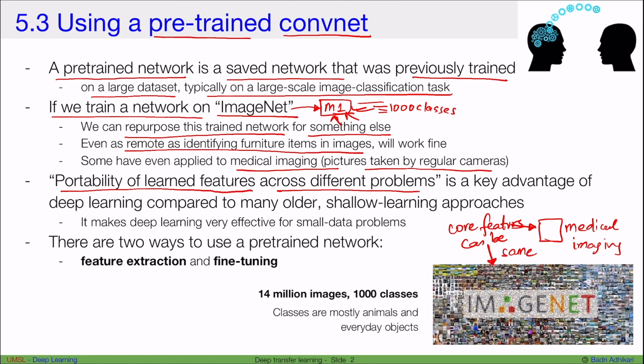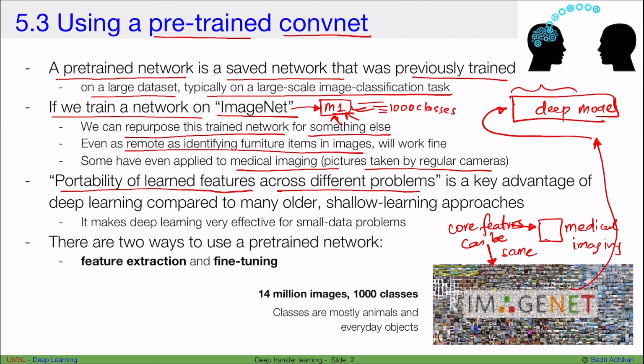And the way this works is, if we take this ImageNet data set and build a really deep model, then what happens is the earlier parts of the model learn some very basic things that can be applied to other problems as well. And this is what makes deep learning different from other shallow learning approaches.